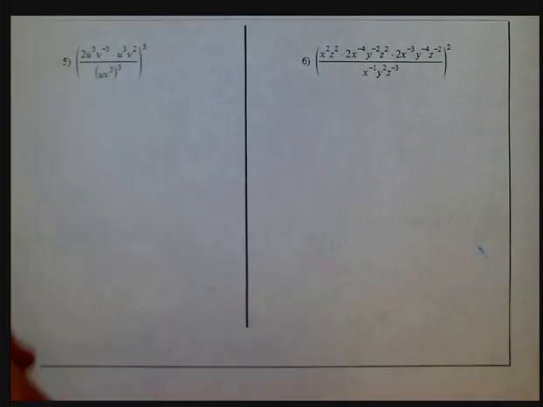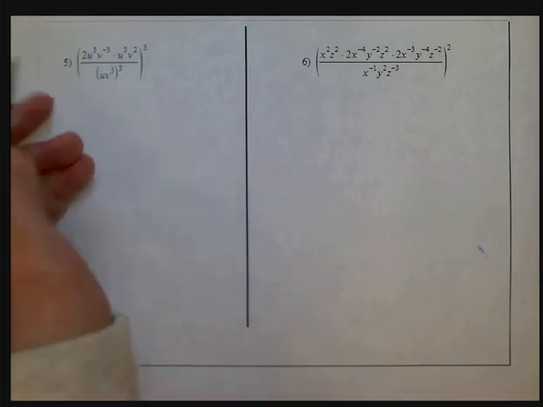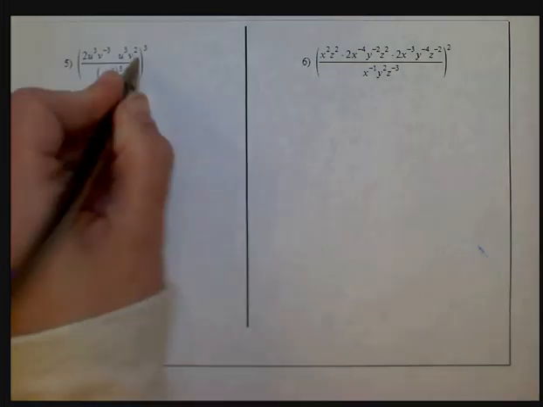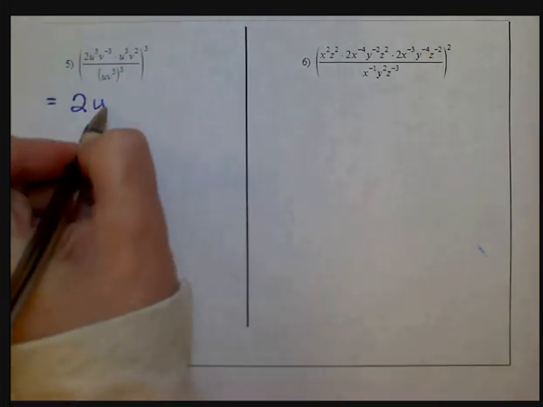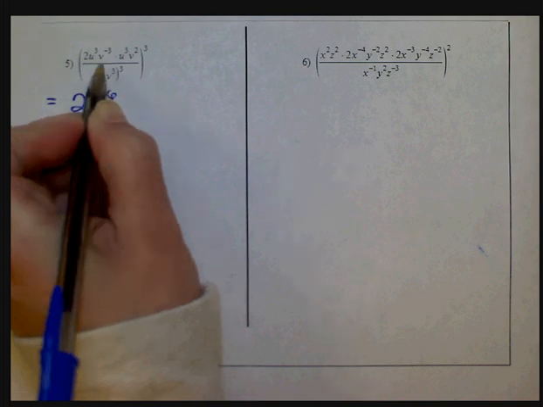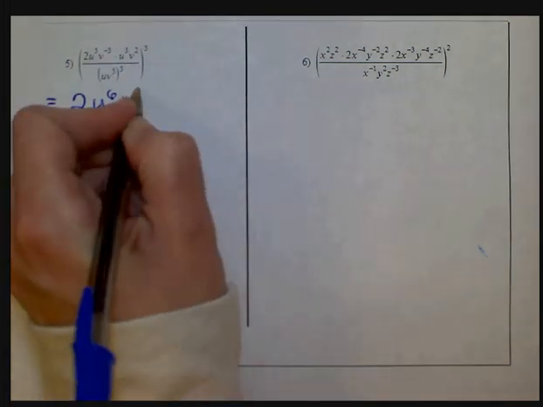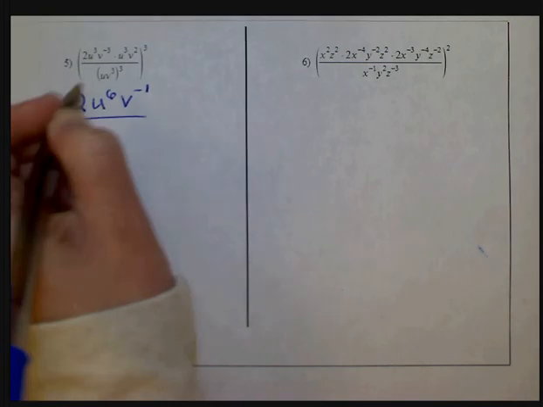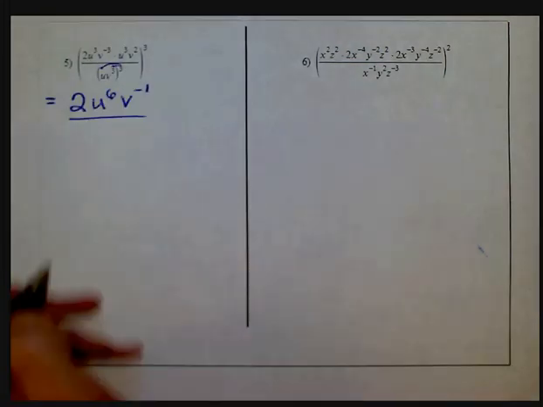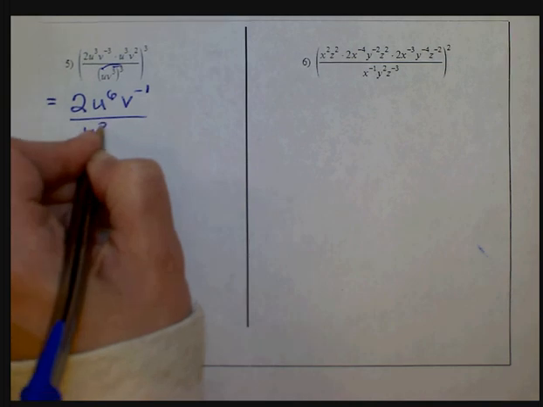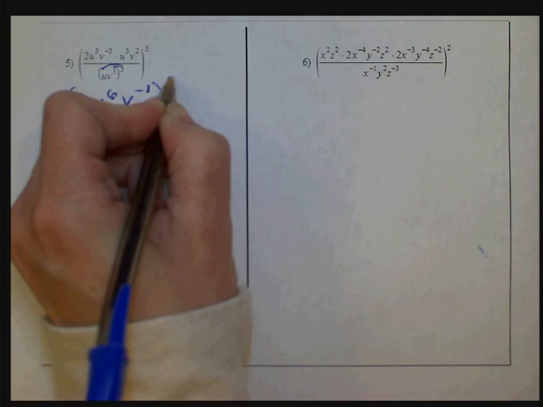So on the top, I'm going to multiply my numbers. I see that I just have 2 and nothing else, so I keep the 2. U to the third times u to the third, add those powers, you get u to the 6. V to the negative 3 times v squared, add those powers, you get v to the negative 1. This is a power raised to a power, so I hand that power of 3 out to everything. So the bottom becomes u to the third, v to the 9th. Remember, you multiply those powers, all raised to the third.